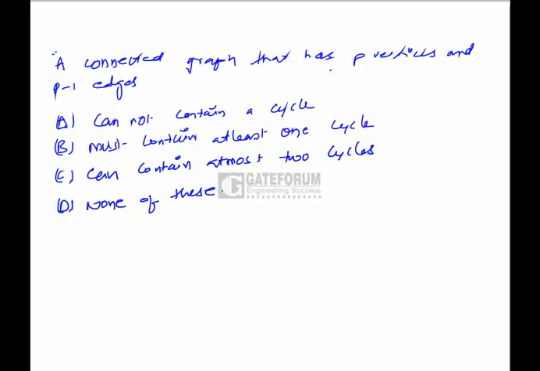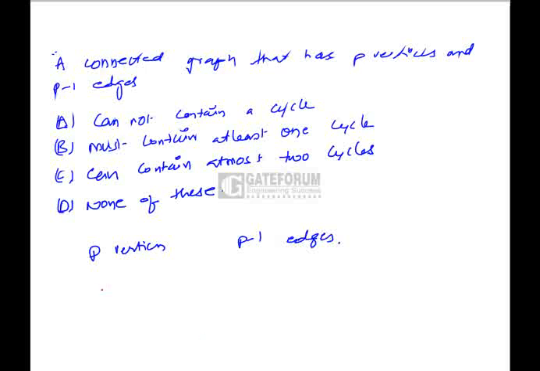A connected graph that has p vertices and p-1 edges. First option is cannot contain a cycle. Second option, option B, must contain at least one cycle. Option C, can contain at most two cycles. And option D, none of these. Here it is given that the graph contains p vertices and exactly p-1 edges.